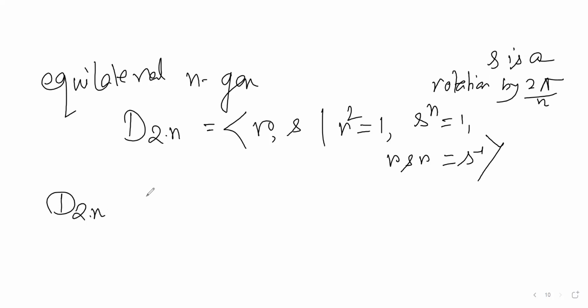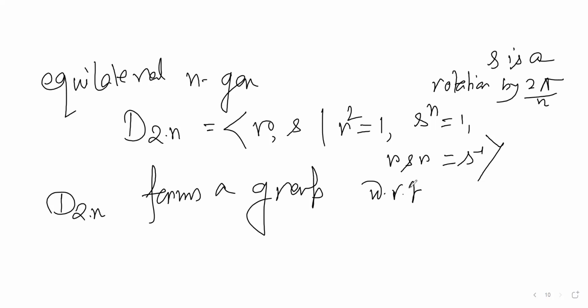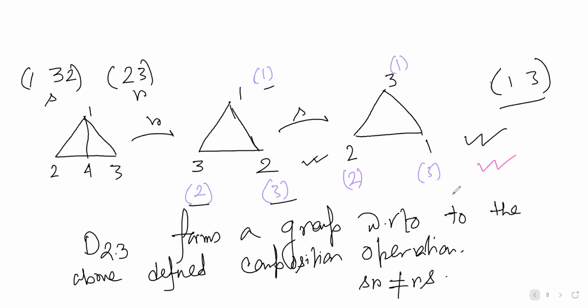D2,n forms a group with respect to the composition. What is the composition meaning? I already explained the composition meaning here, right? It is very, very explicit. We can compute that. Okay.